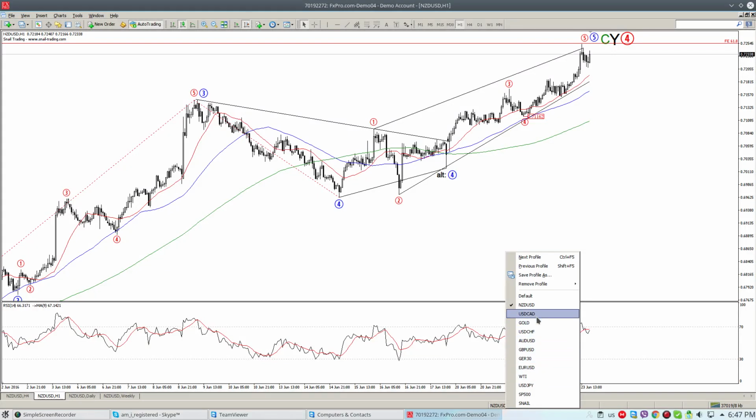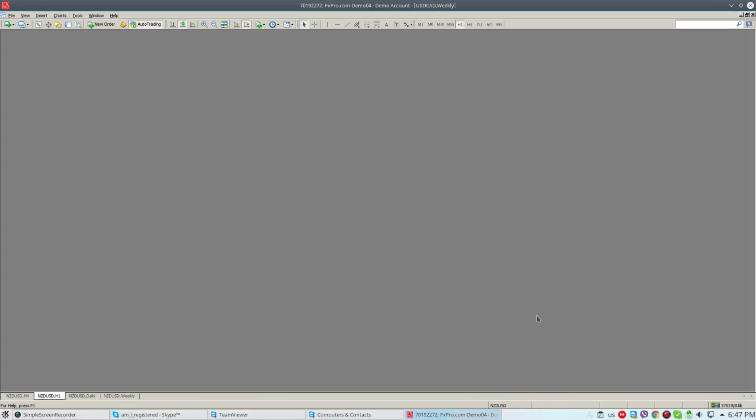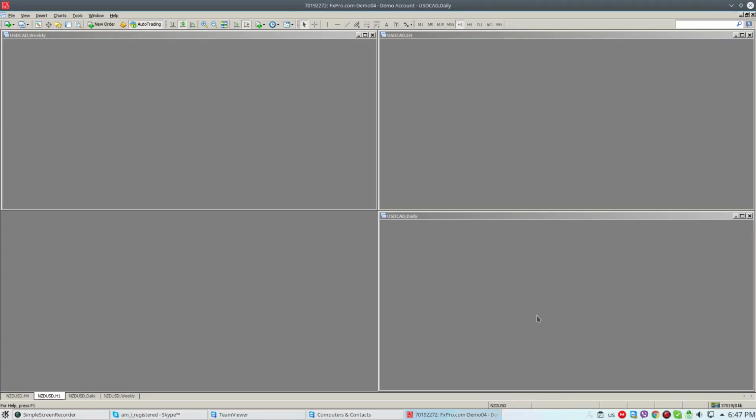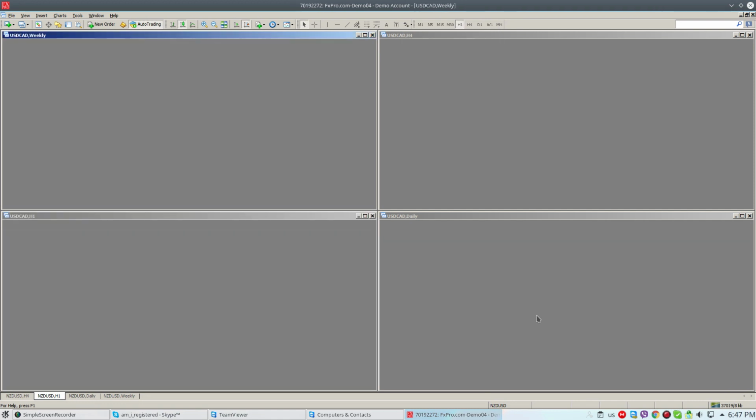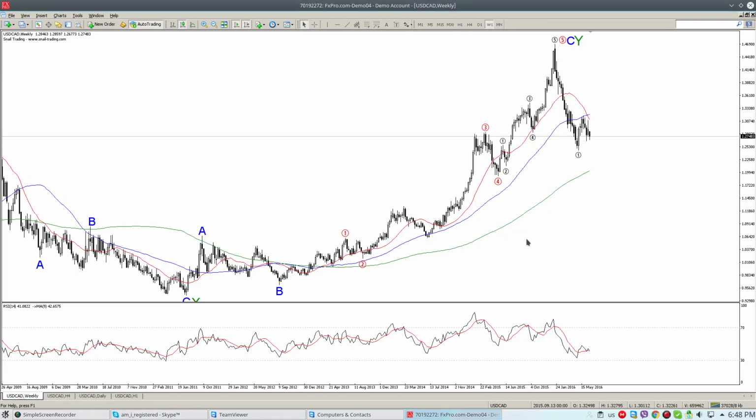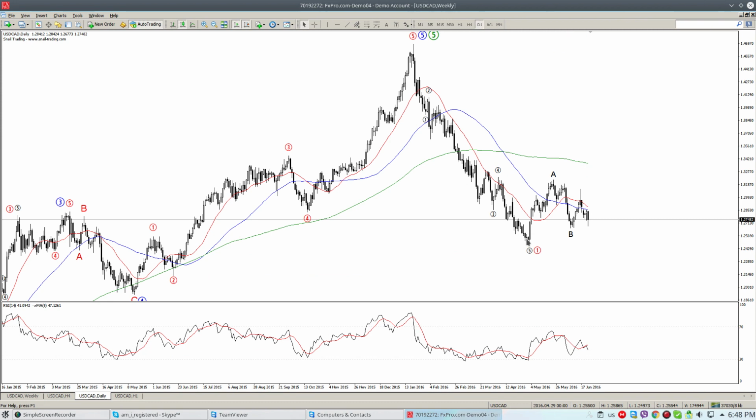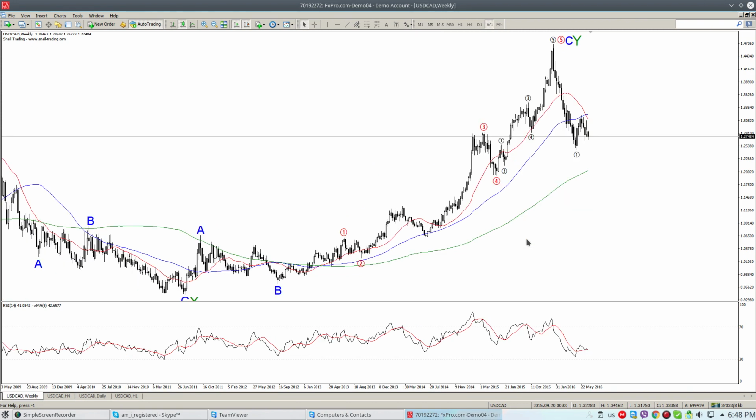So I'm going now to the Canadian dollar, and this is the loonie, and of course we had a sharp decline there, but again nothing to invalidate our count.